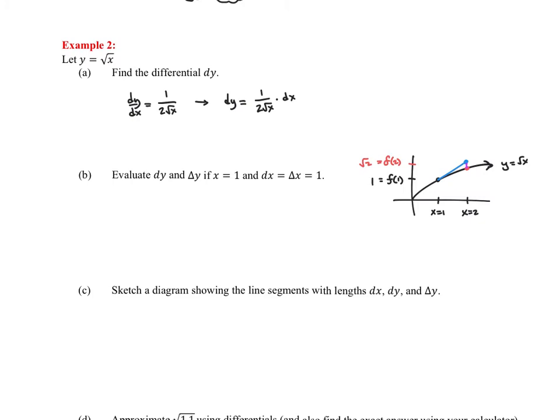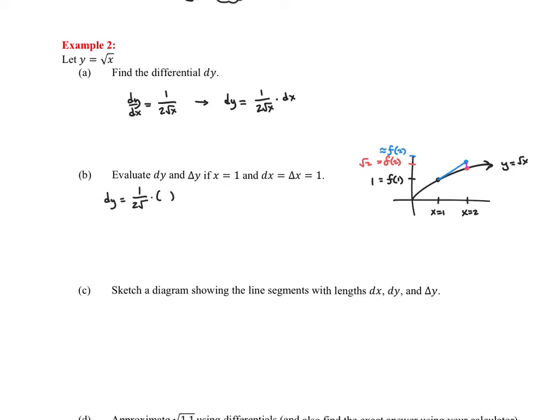So our approximation of f of 2 is going to be an overestimate. All right, so just so you know what we're attempting to do here. All right, so we're going to use dy, which is 1 over 2 root x times delta x. Now let's talk about where we get these values.